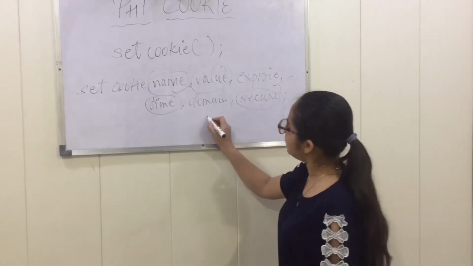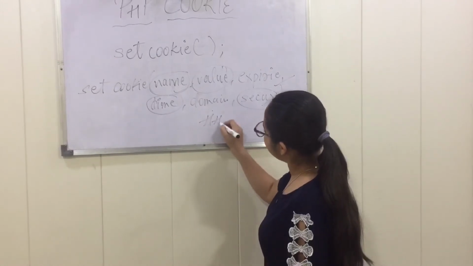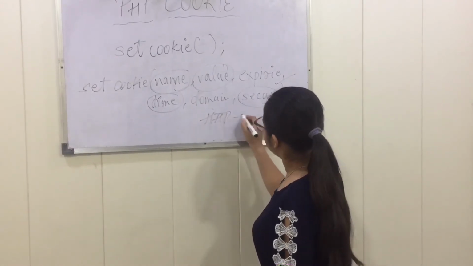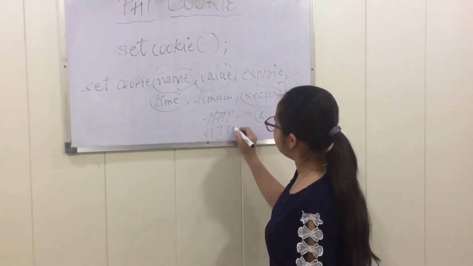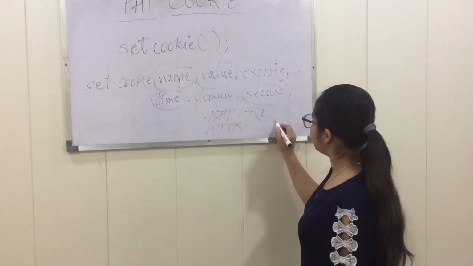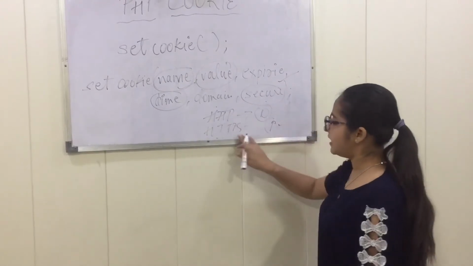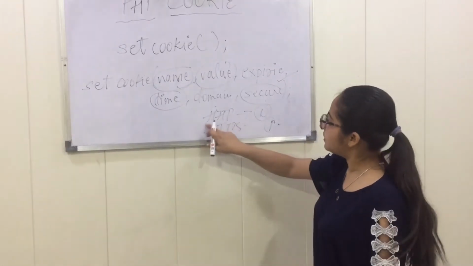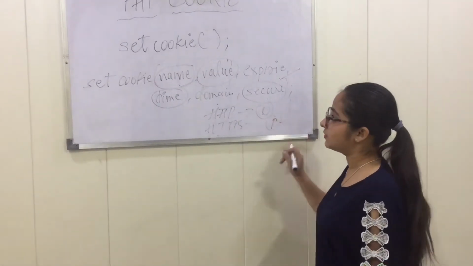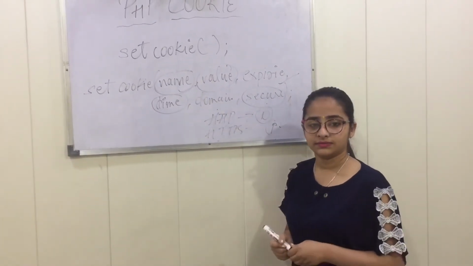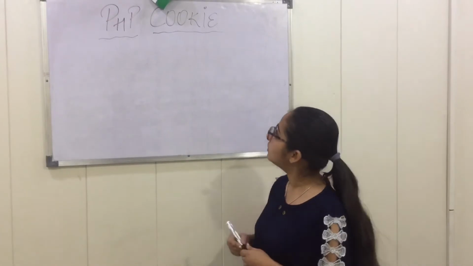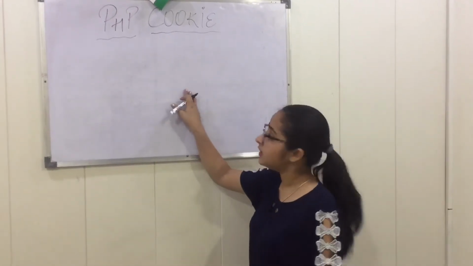Suppose the HTTP is known as 0 and the HTTPS is known as 1, because the HTTPS is secure and the HTTP is not secure. So in this way we can use the cookie in PHP. Now we will discuss an example of a PHP cookie.